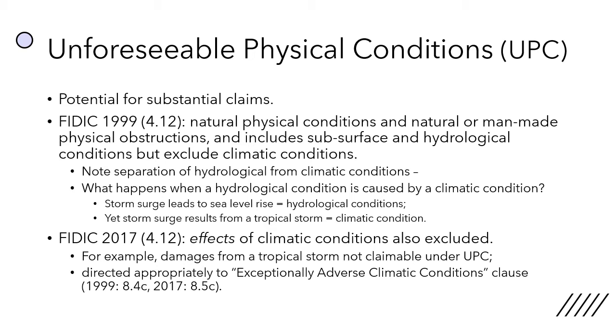We all know that storm surges lead to sea level rise. Those are both hydrological conditions. But those may be caused by a tropical storm or a storm event, which is a climatic condition. So there needs to be some kind of clarification done there. In 2017, there was a clarification, which requires that the effects of climatic conditions are completely excluded. So anything from any damages, for example, from a tropical storm is not claimable under the Unforeseeable Physical Conditions Clause, and it's directed appropriately to the Exceptional Adverse Climatic Conditions Clause.